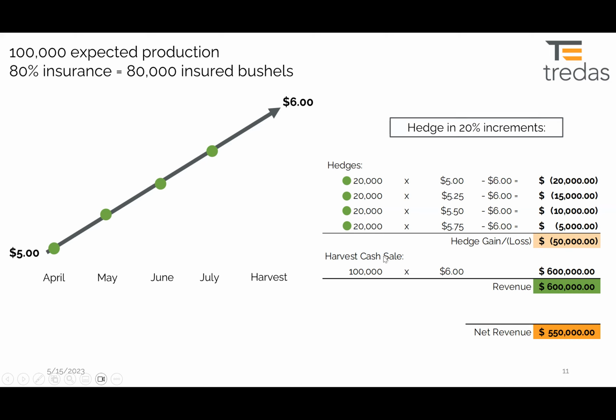We can go make a harvest sale on that $6 market, all 100,000 bushels at $6, so $600,000 of revenue. Pay off our $50,000 hedge loss, which gives us a net revenue of $550,000. So that would be a straight up market, hedging in small increments on the way up in a market from 5 to 6 at harvest.